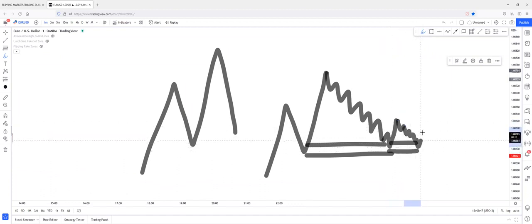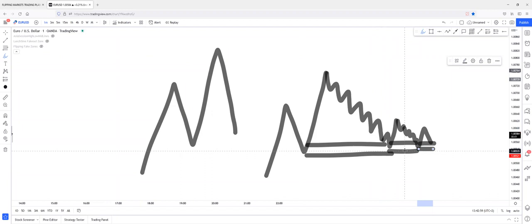And after this, it will create a change of character to the upside. And if this fractal confirmation, yes, this is the fractal confirmation. It has been explained in the fractal confirmation webinar. I just collected it into this file. You'll be able to see that. If the fractal confirmation happens, you can enter right here at this zone.